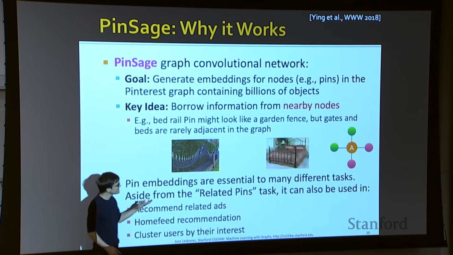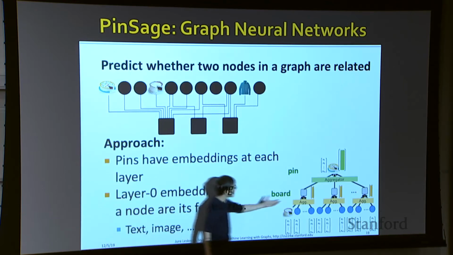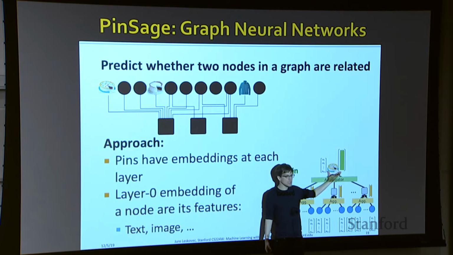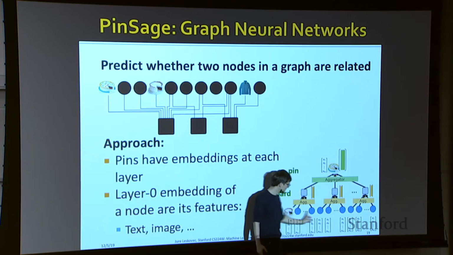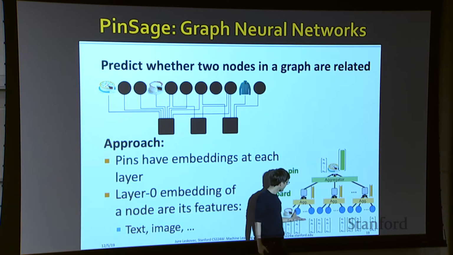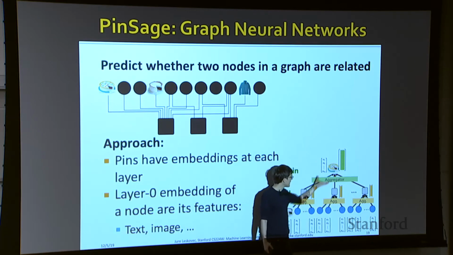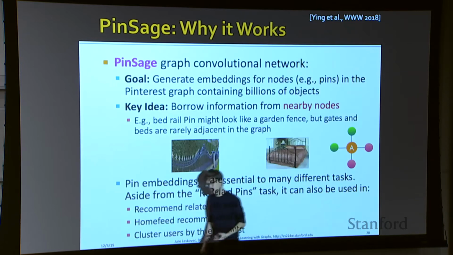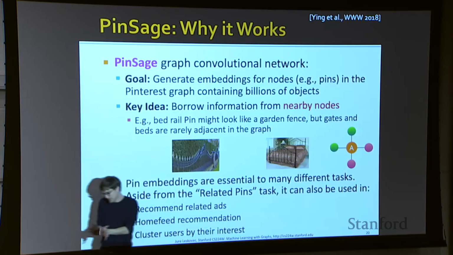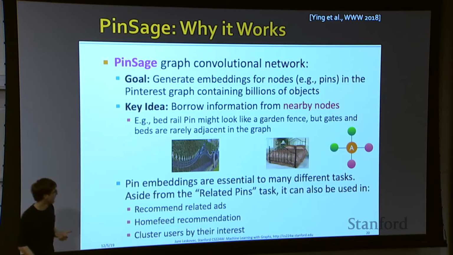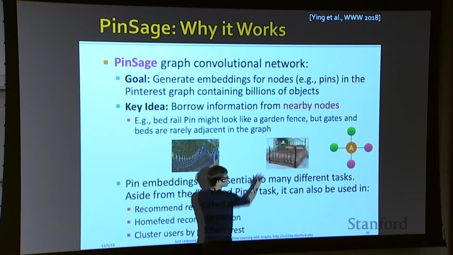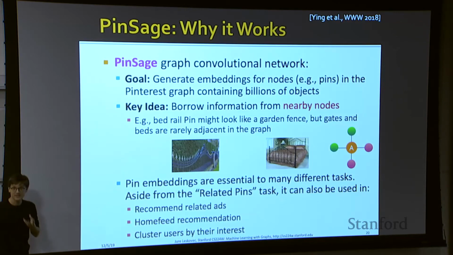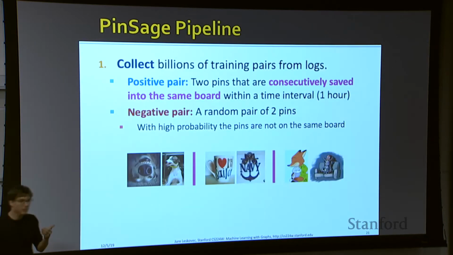But the key insight is that rather than creating the embedding for the pin based on its image representation only, you also take the pins that are nearby in the graph and use pieces of that information to enrich the embedding for the target pin. That's essentially the idea. And because pins that are related will be close in the graph, you'll be able to distinguish things that may look visually very similar, right? That's the idea. So how are we now going to do this?